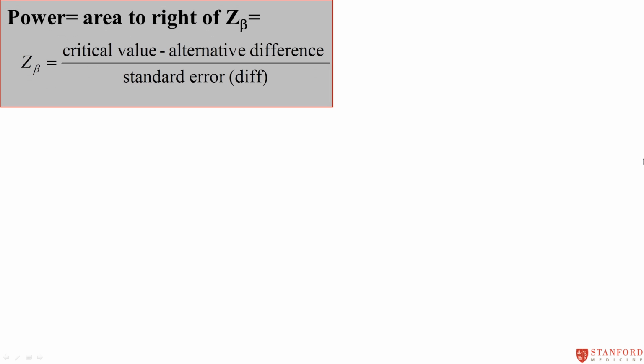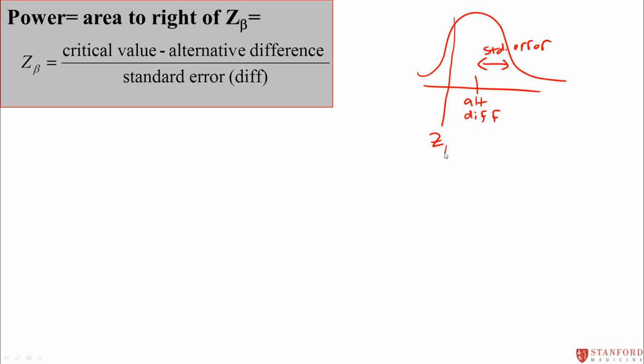So let's just generalize this now. The power in this scenario is going to be the area to the right of z beta. And again, what am I meaning here by z beta? So when we're on the alternative curve, here's the effect size, what I'm calling the alternative difference. That's the mean of the alternative curve. The width here is the standard error, in this case the standard error of a difference in means. The critical value is what came out of the null curve, and that might end up anywhere on this curve, but wherever it ends up, I'm going to call that z beta.